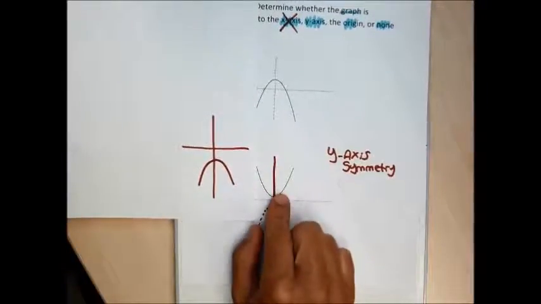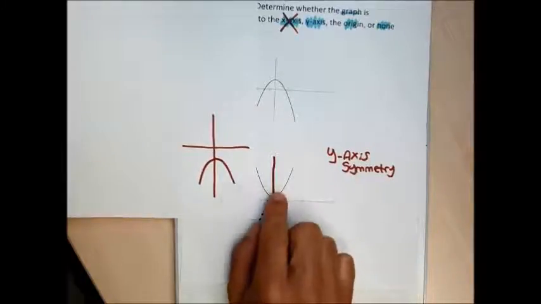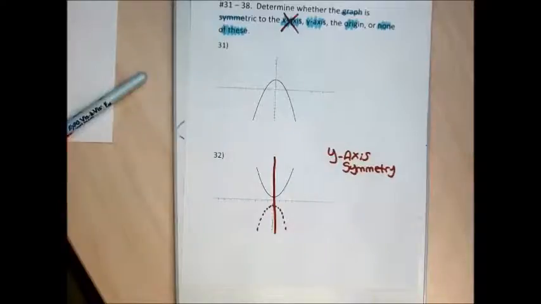But right side up, the parabola opens up. Upside down, the parabola opens down. Because it's not going in the same direction, it doesn't have origin symmetry. It doesn't look exactly the same. Of course, right side up and upside down, they're both parabolas, but they're not parabolas going in the same direction, so it doesn't have origin symmetry.